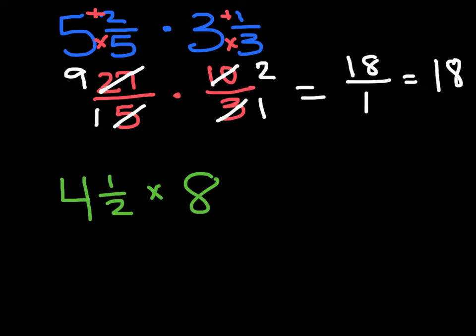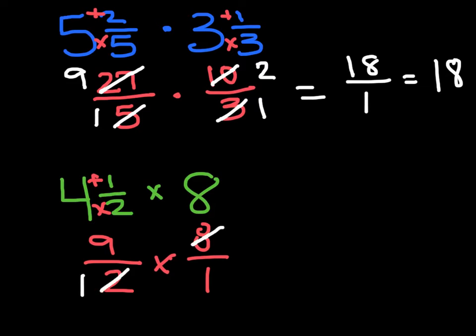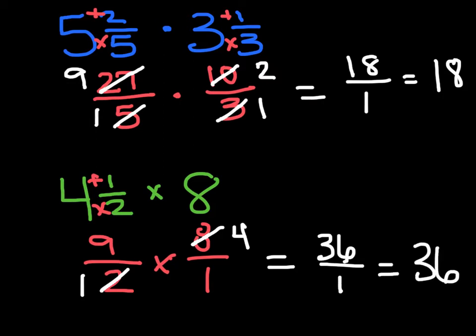On the bottom, I have 4 1/2 times 8. I'm going to rewrite them both as improper fractions. So 2 times 4 is 8, plus 1 is 9. So this first fraction is equivalent to 9 halves, and 8 is 8 over 1. I check to see if there are any numerators and denominators that I can simplify, and I can simplify 2 and 8 by 2, so 2 becomes 1, 8 becomes 4, then I multiply across the top and get 36 over 1 on the bottom, and that's 36 as a whole number.